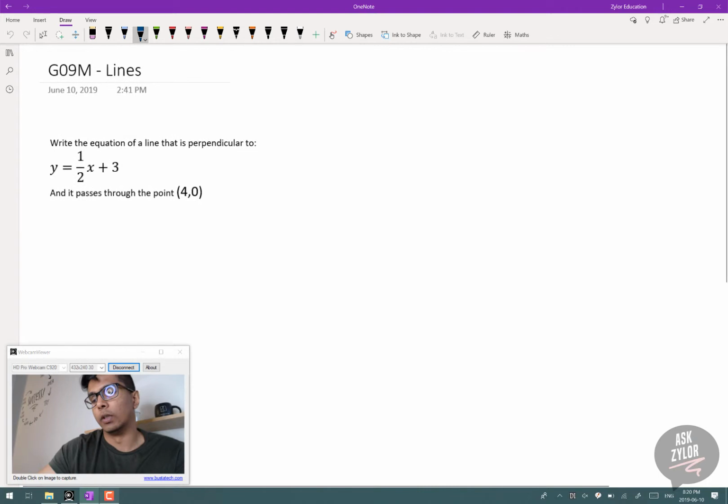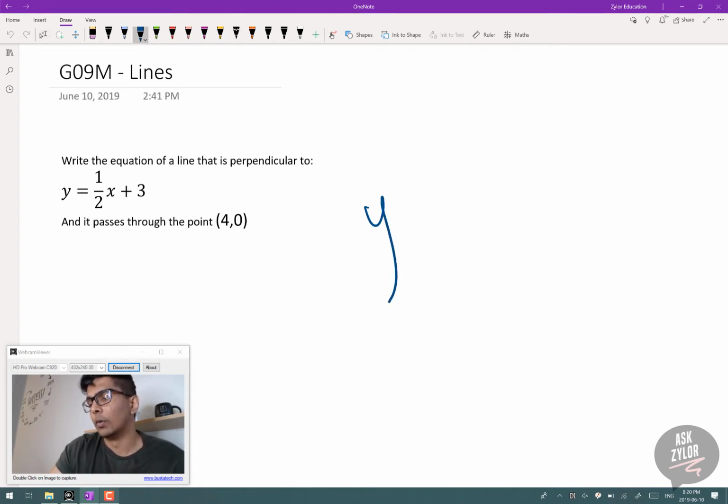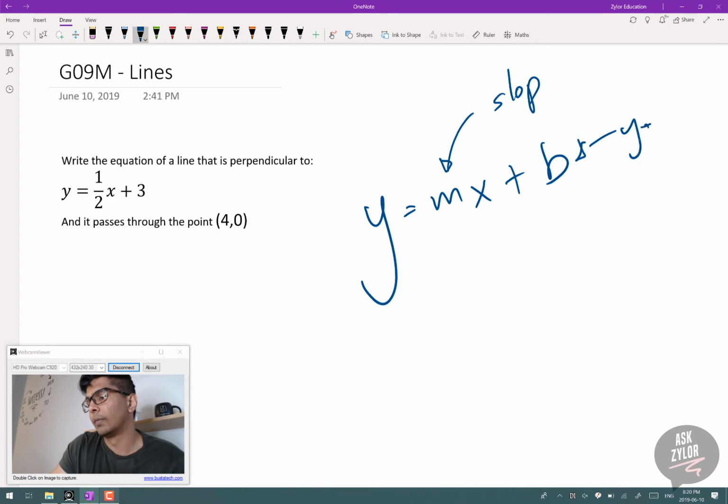So we're dealing with writing an equation for a line. We're given an equation that it should be perpendicular to, and it passes through a point. The general form for the line is y equals mx plus b. M is going to be the slope. B is going to be the y-intercept. So they told us to write an equation of a line that's perpendicular to y equals 1/2 x plus 3, and it passes through the point (4, 0).